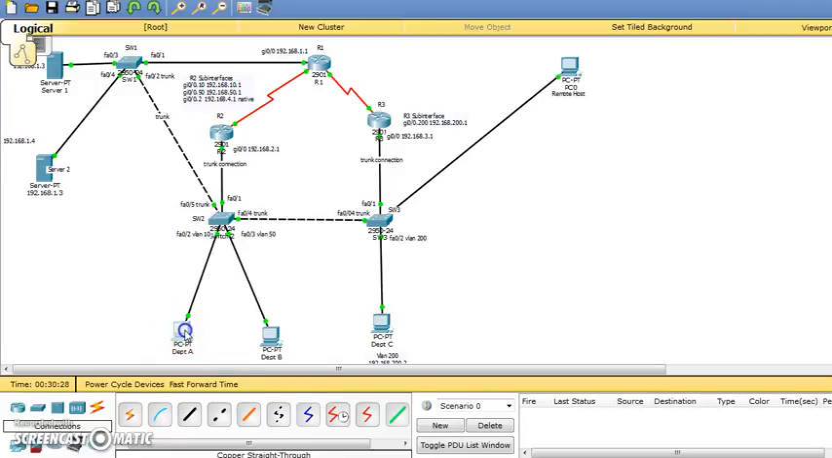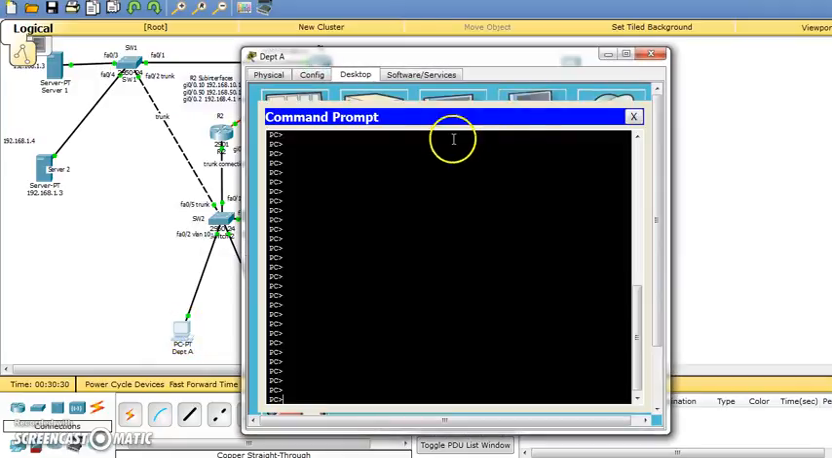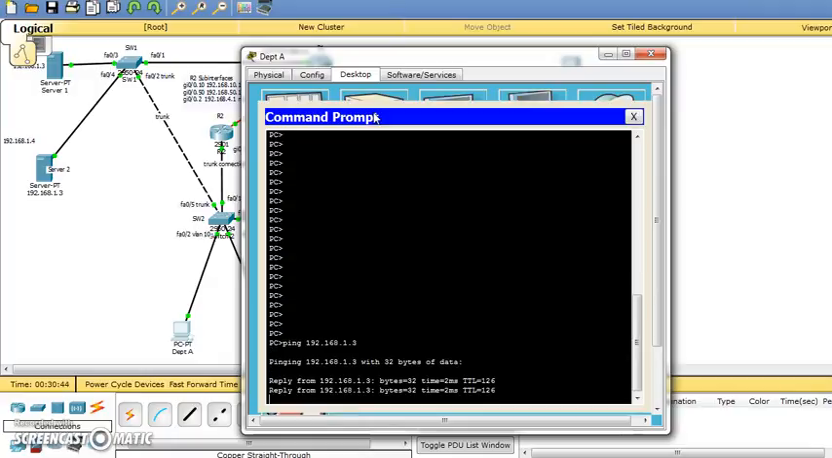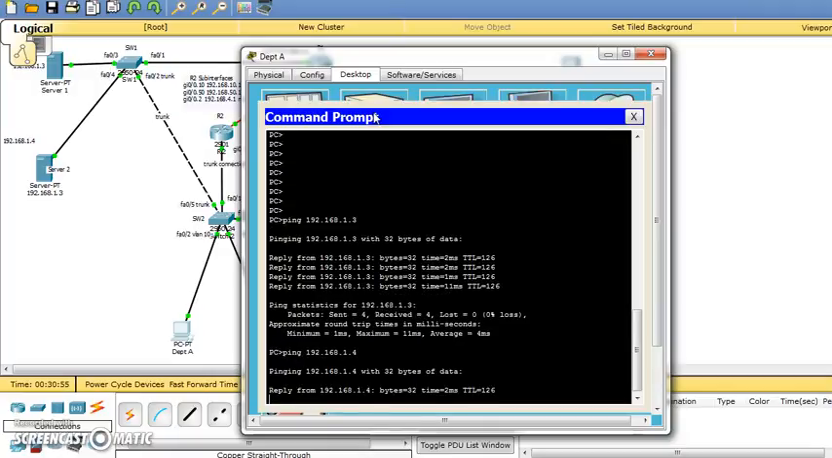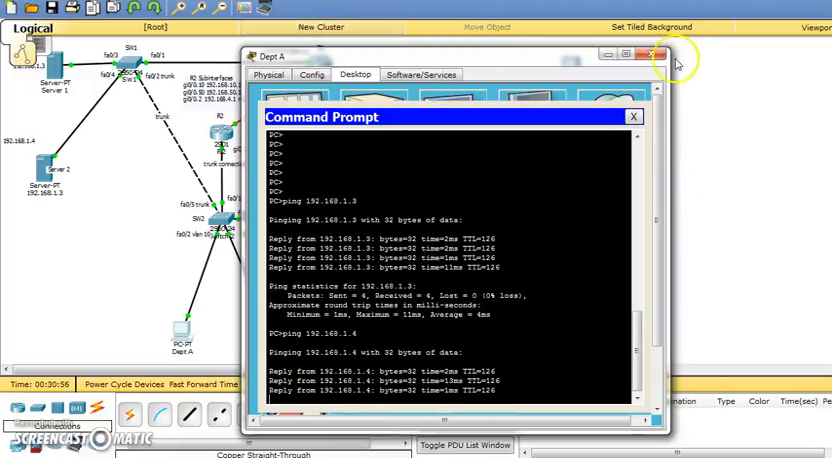Just to show that our schema here is correctly functioning, I'm going to show successful pings from each of the departments to the servers. The first one is Department A, pinging Server 1. I'm also going to ping the second server, which is successful.